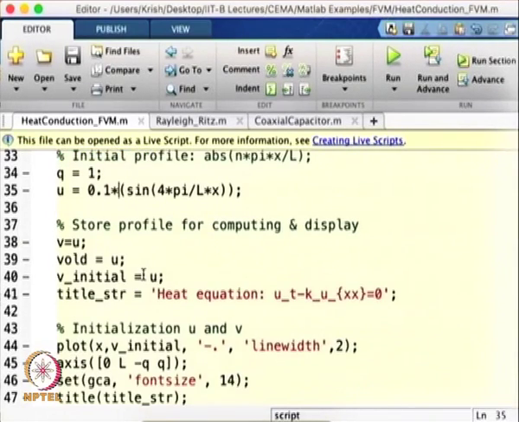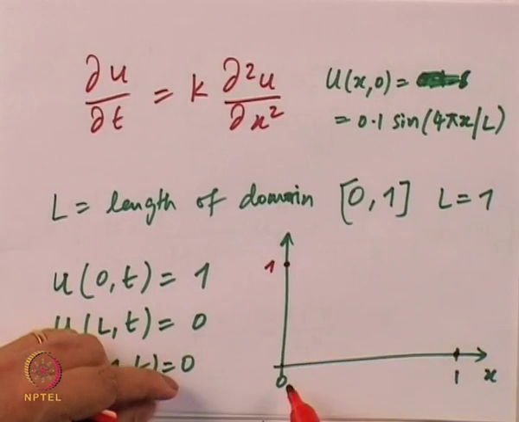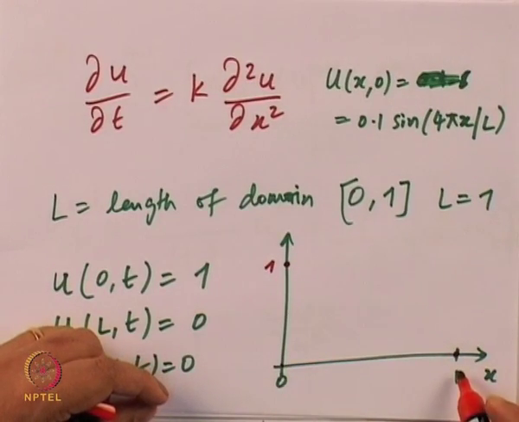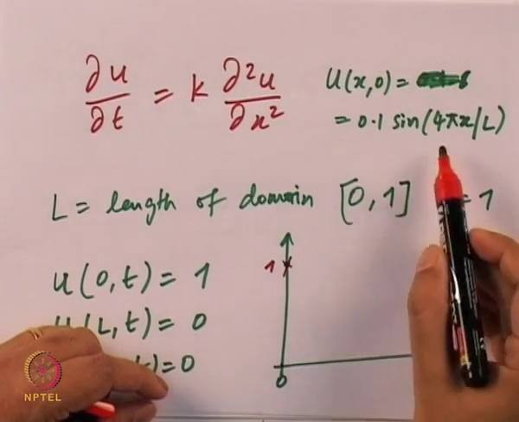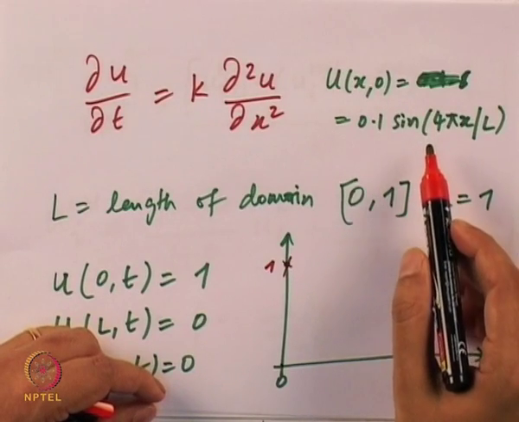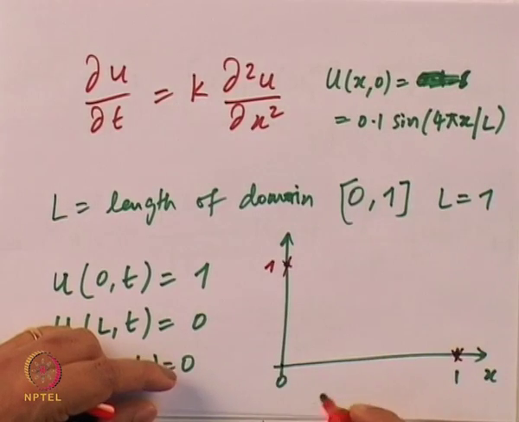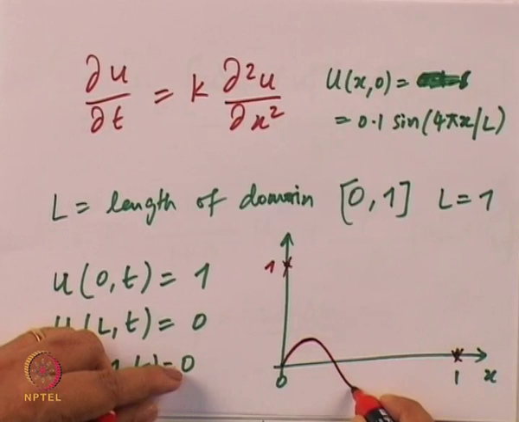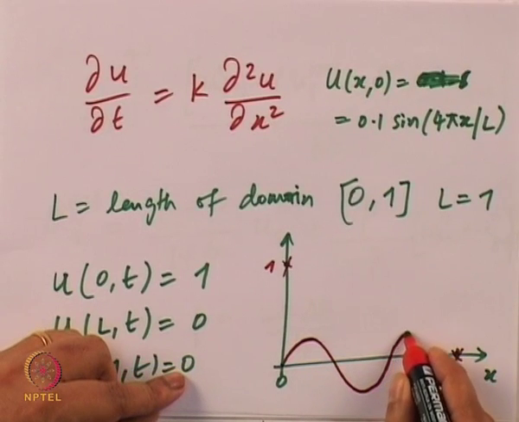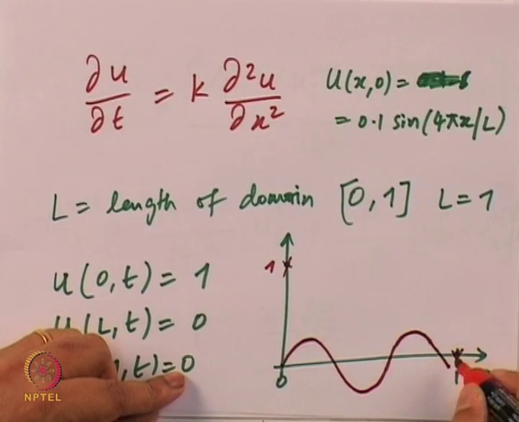So I said the value is going to be 1 for x equal to 0 and 0 for x equal to 1. So these 2 points are fixed, and in between it is going to have a sinusoidal variation, and L we have set to 1, so it is going to be 4 pi of x. So it will have some kind of variation, and at this point it is going to be equal to 0.